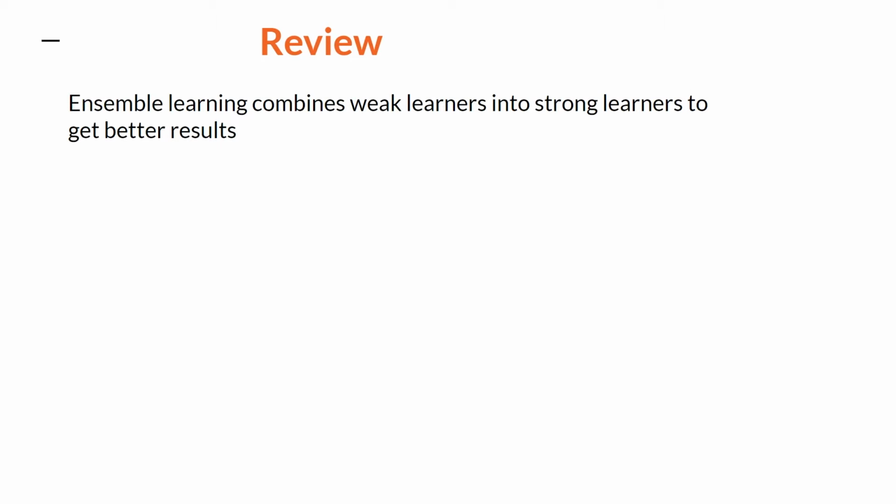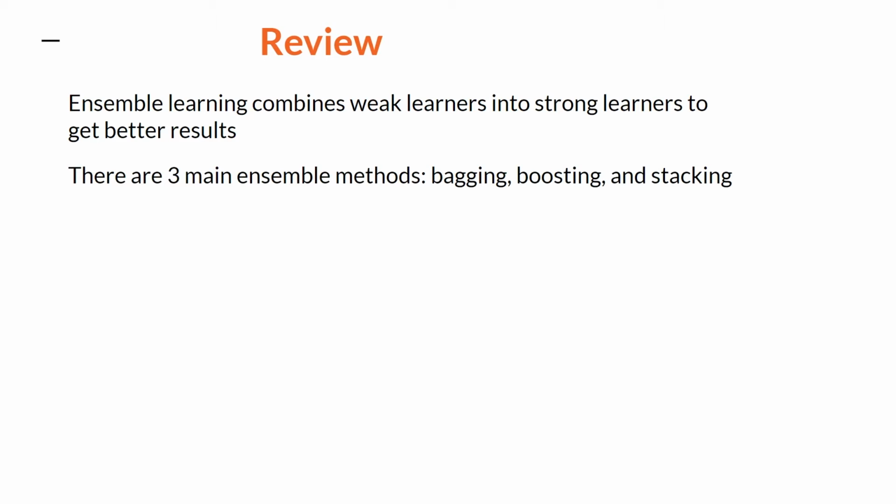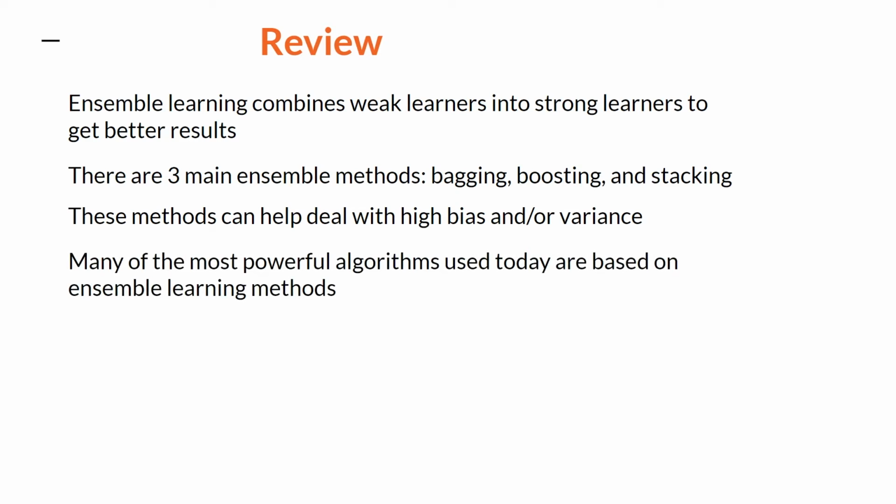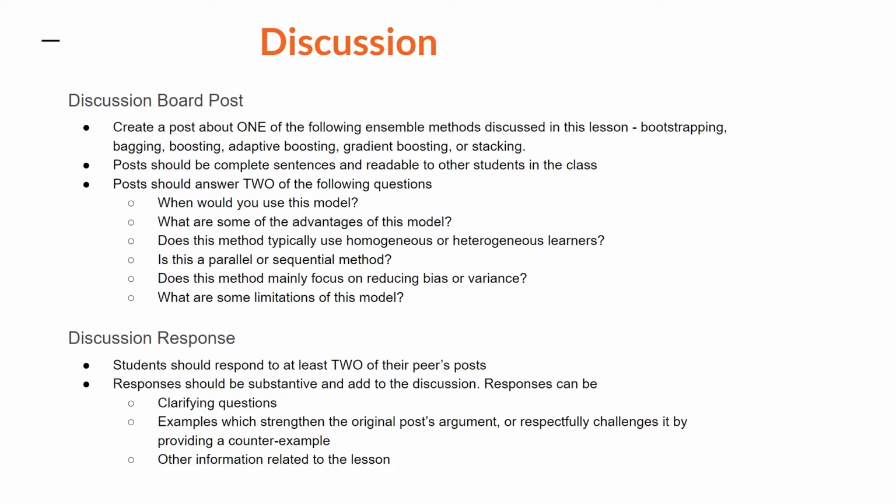So in review, ensemble learning combines weak learners into strong learners to get better results. There are 3 main ensemble methods. You've got bagging, boosting, and stacking. These methods can help deal with high bias and or high variance, and many of the most powerful algorithms used today are based on ensemble learning methods. So that concludes this portion of the lesson.